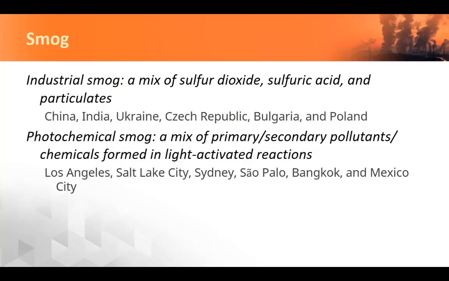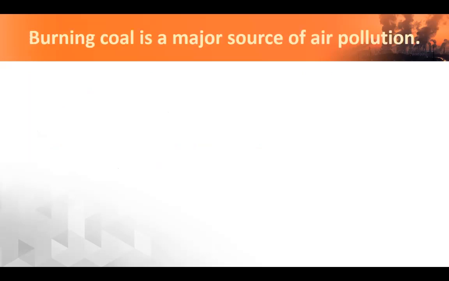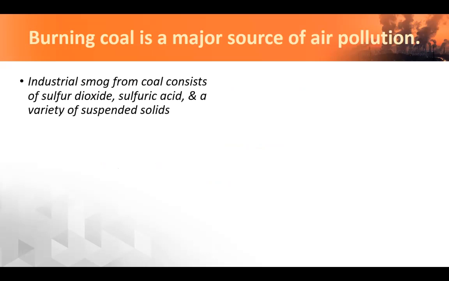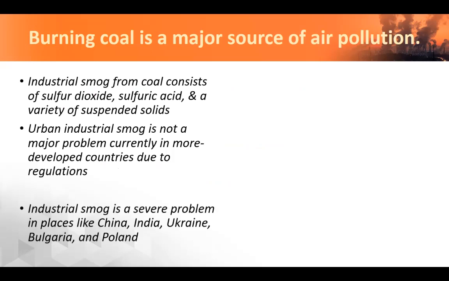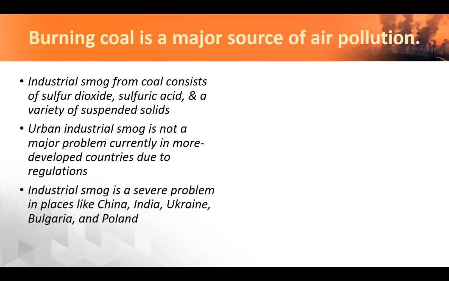And as we've seen, especially with industrial smog, a big contributor to this is coal. So, industrial smog from coal consists of sulfur dioxide, sulfuric acid, and a variety of suspended solids. Urban industrial smog is not a major problem currently in more developed countries due to regulations about what they can burn and when they can burn it. But in places like China, India, Ukraine, Bulgaria, and Poland, they still have big problems with industrial smog.